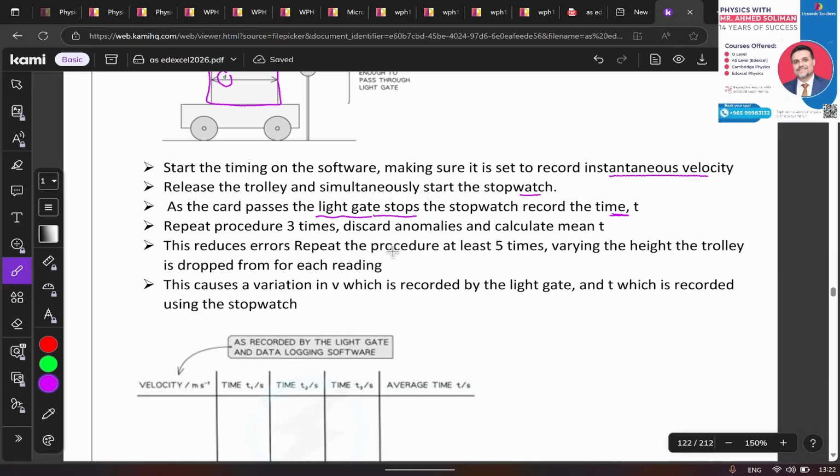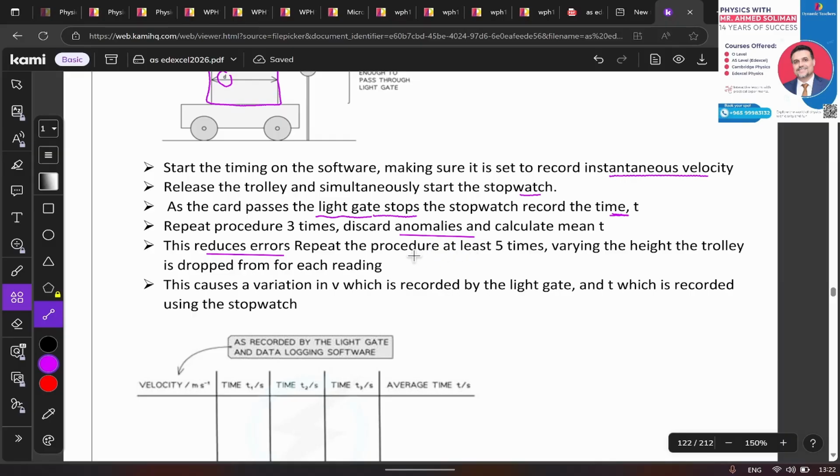Repeat the procedure 3 times to reduce the effect of reaction time if you use a stopwatch. And of course, ignore any anomalous point or anomalous reading. This reduces error, as we said, from human reaction time.